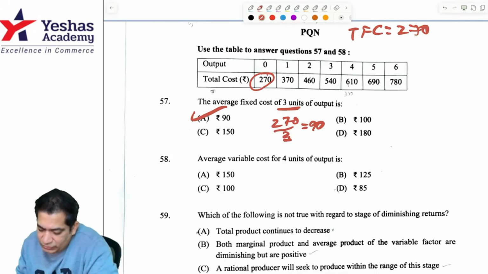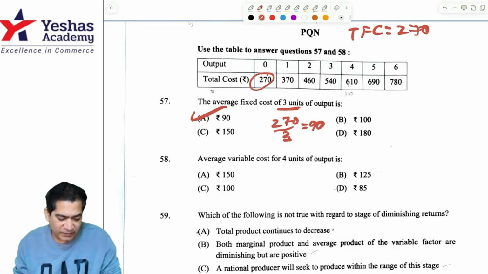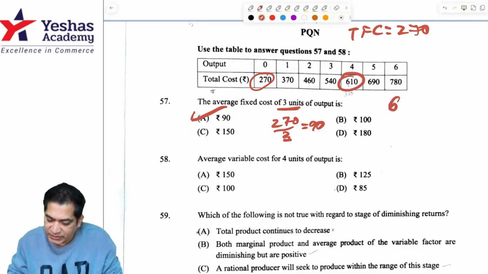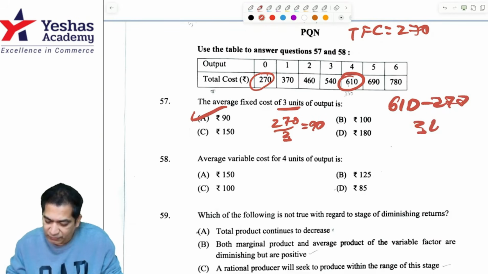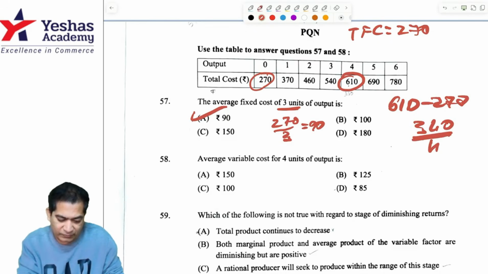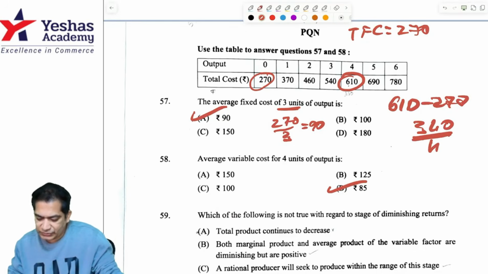Average variable cost of 4 units. So you have to find out the average variable cost of 4 units. So for 4 units, TC is 610. 610 minus 270, so that will be 340. And 340 divided by 4, when you divide it by 4, you get 85 as the average variable cost.